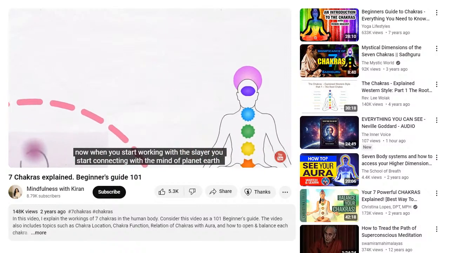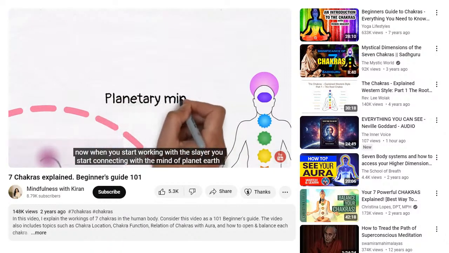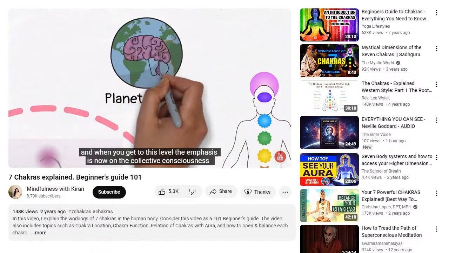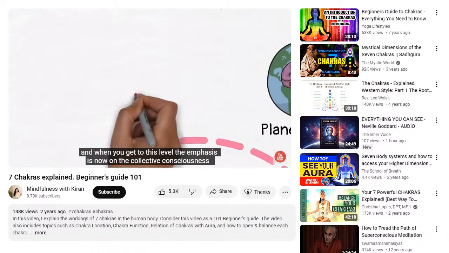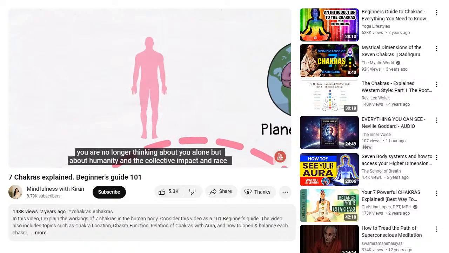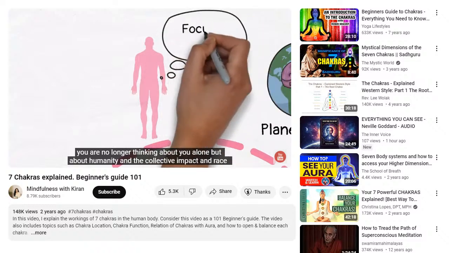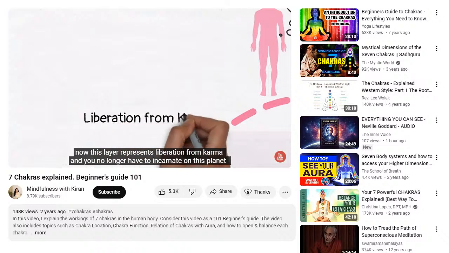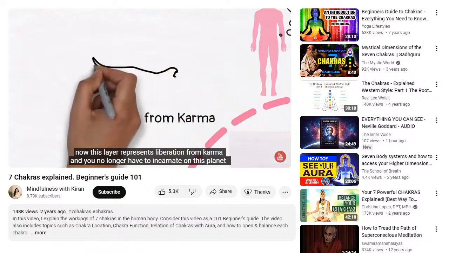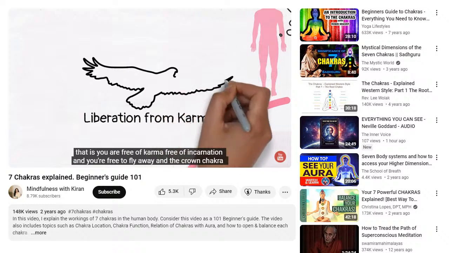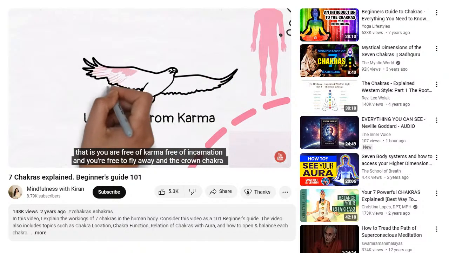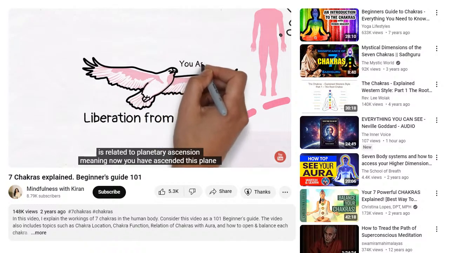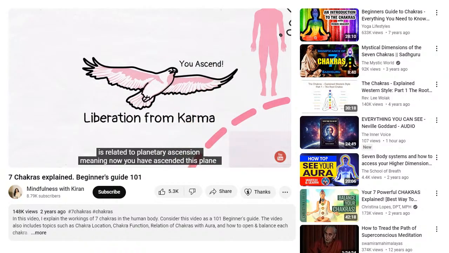Now, when you start working with this layer, you start connecting with the mind of planet Earth because this layer represents planetary function. And when you get to this level, the emphasis is now on the collective consciousness. You are no longer thinking about you alone, but about humanity and the collective impact and race. Now, this layer represents liberation from karma, and you no longer have to incarnate on this planet. That is, you are free of karma, free of incarnation, and you are free to fly away. And the crown chakra is related to planetary ascension, meaning now you have ascended this plane.